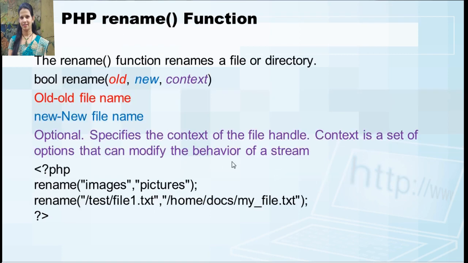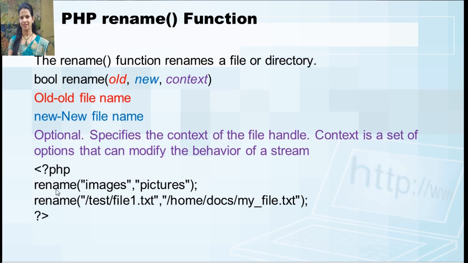Next, the PHP rename function. Rename, as the name itself tells, means changing the name of an existing file or directory. The syntax is: boolean rename(old, new, context). It renames the file from the old name to the new name. If it is successful, it will return true. Otherwise, it will return false.